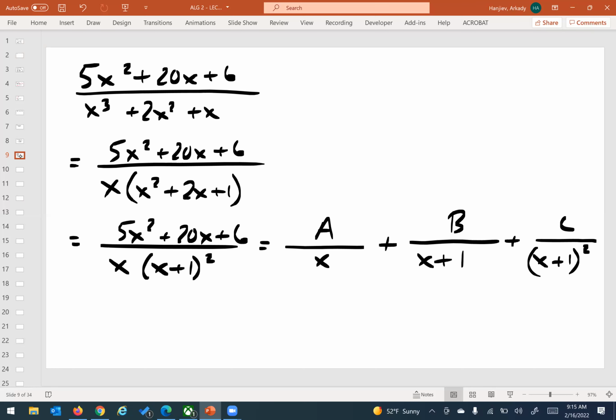Wait, why did we do that? Because it's all the different possible ways I can get that formation here. So it could have been a degree 1, it could have been degree 2 already, it could have been a combination of both degree 1 and degree 2. So if you have repeated factors, you have to put each power of your repeated factor.